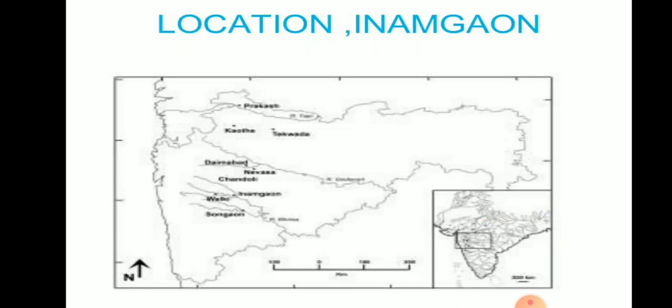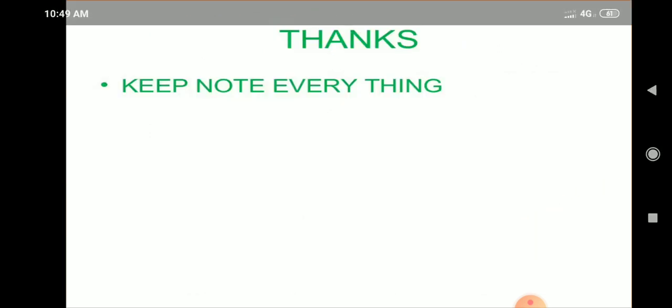And we have the location of Inamgaon. Here we have a picture, and you can see this place is in present day Maharashtra. So with this we end the chapter here.